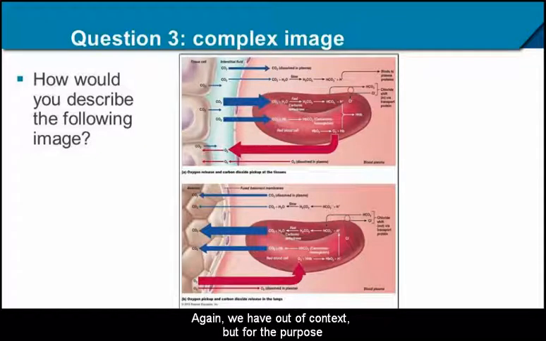Again, we have this out of context, but for the purpose of this webinar, we're going to assume that these images are doing a lot of work. In other words, the surrounding text doesn't do description for them. The captions here are very simple. They're basically just titles of the images. The first one is oxygen release and carbon dioxide pickup at the tissue, so very basic, basically a label of what's happening. Then, it's up to the reader, the student, to dissect this image and figure out what's happening and look at the reactions and go from there.